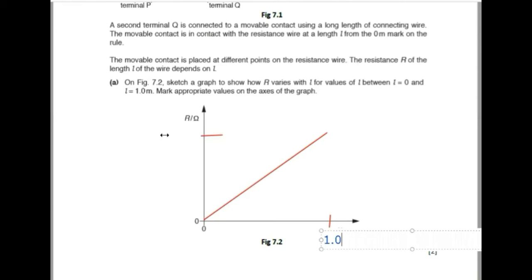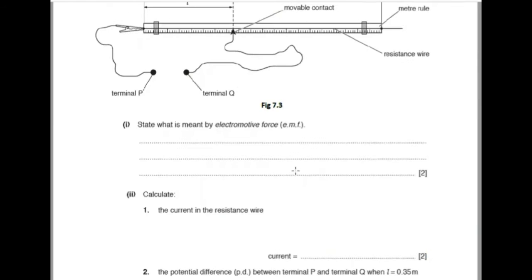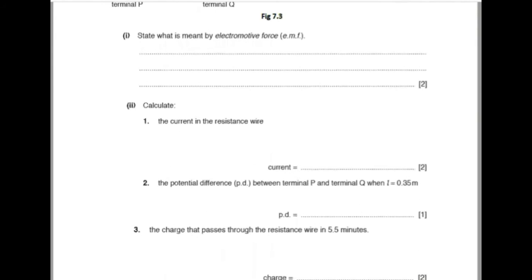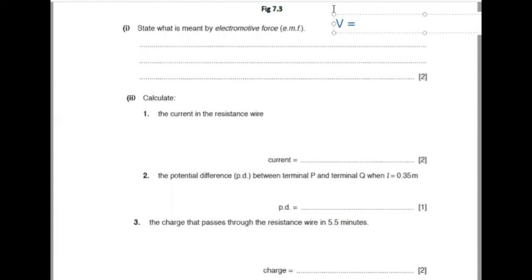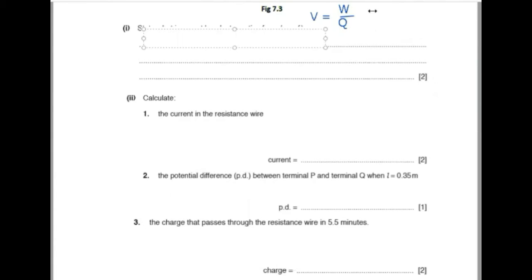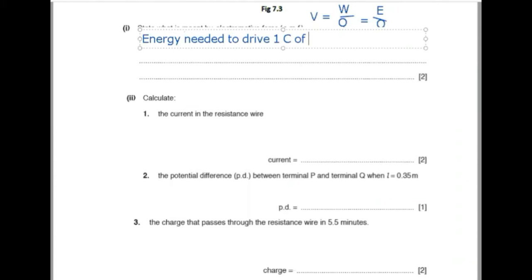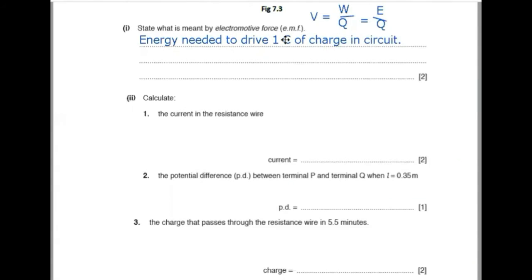So what is the value? 7.6 ohm. Need to label. The question asks you to label. So what is electromotive force? We use this formula. Voltage is work done over charge, energy over charge.